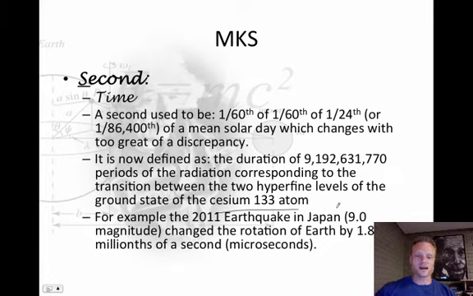The reason why this solar day is no good anymore is because, just as an example, in 2011 there was an earthquake in Japan, and it changed the rotation of the Earth by 1.8 millionths of a second, or 1.8 microseconds. And so natural disasters would be changing time ever so slightly, and so we need something else to base our second off of, and so now we use the radiation cycle of cesium-133.